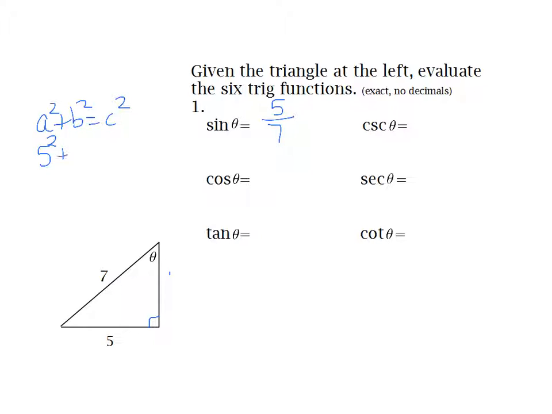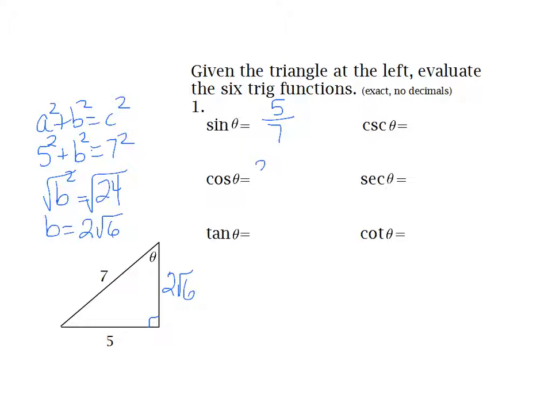I'm going with 5 squared plus b squared equals 7 squared. You take 49 and you minus 25 and you get 24. Square root both sides. B ends up being, let's go ahead and rationalize that as well, 4 goes into that, so 2√6. The adjacent side is going to be 2√6. Now I can do the cosine ratio. It would be the adjacent, 2√6, over the hypotenuse.